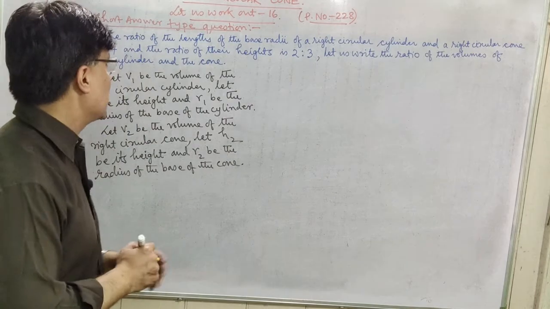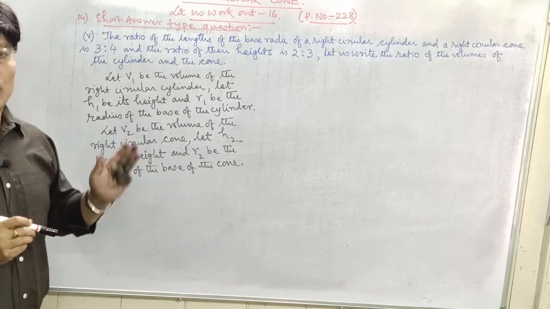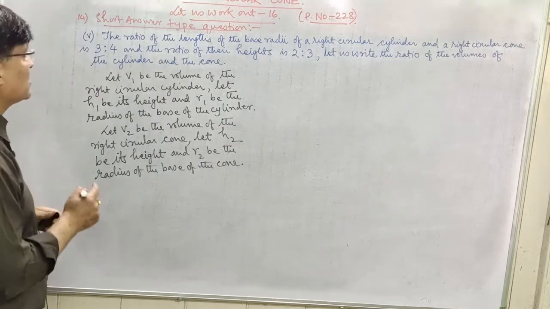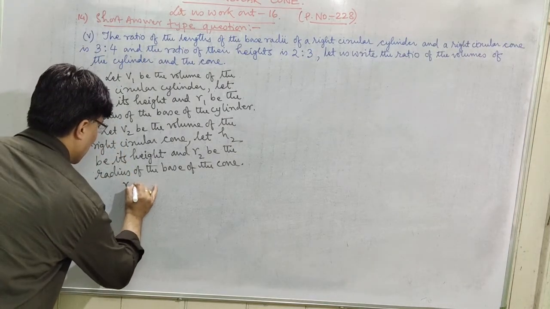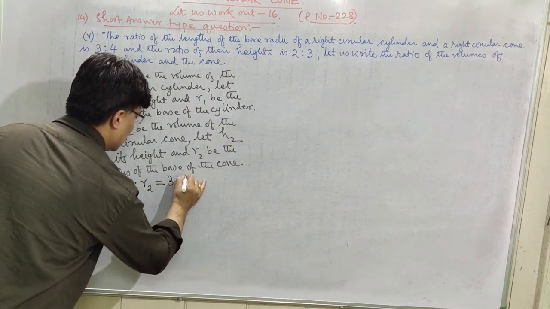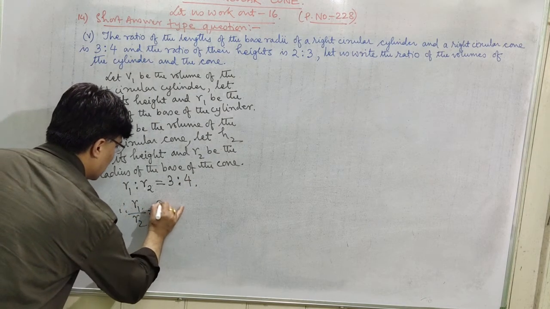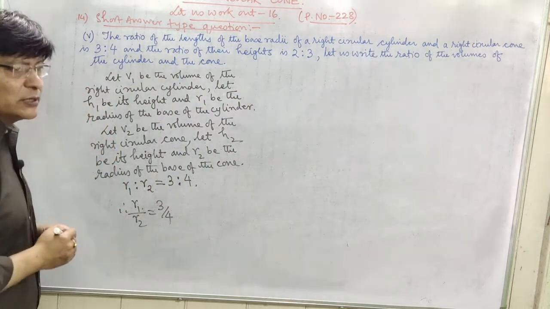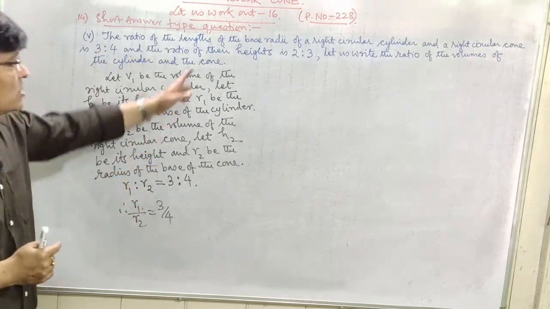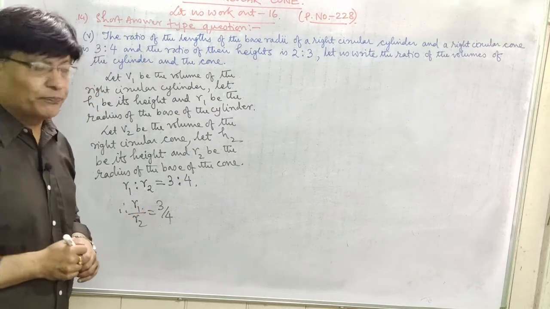Okay? So next, in the question it is given that the ratio of the length of the base radii of the right circular cylinder and the cone is 3:4. That means in this case R1 is to R2 is given as 3:4. So we can write it in terms of fraction, that is R1 upon R2 is equal to 3 upon 4. Here R1 is the radius of the base of the cylinder and R2 is the radius of the base of the cone. So it is R1 upon R2 is equal to 3 upon 4.